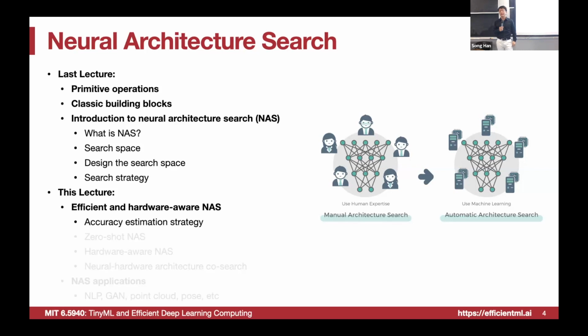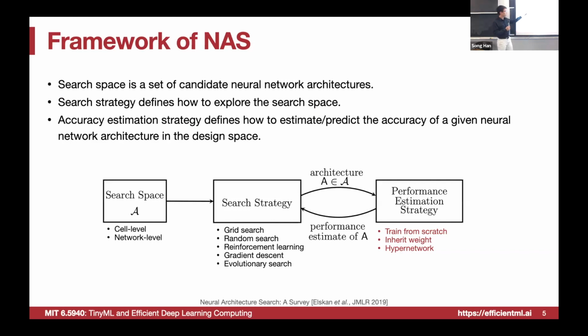And we'll start with the accuracy estimation strategy. We've covered the search space, which is the design space in which we are going to search the neural architecture, including the cell-level search space and also the network-level search space. And the search strategy defines how to explore the search space and how we sample the next neural architecture. We can do a simple grid search or a random search, which is basically the starting point we are going to use to do a sanity check.